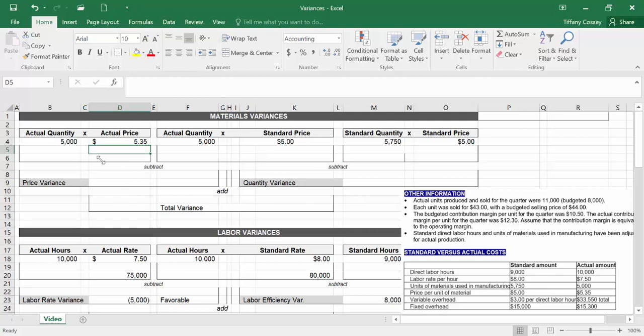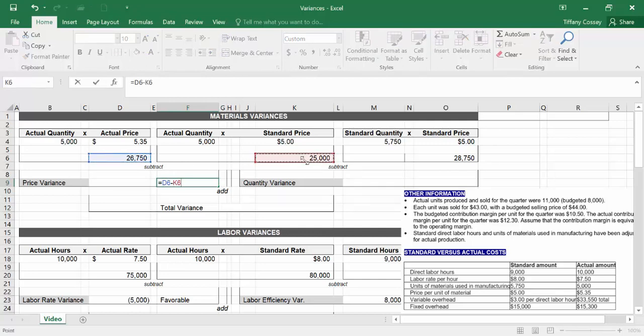And then we're going to do a subcalculation to figure out the amount of each of our categories here. 5,000 times $5.35, 5,000 times $5, and 5,750 times $5. Then we just have to go through and subtract. We always subtract left to right. So 26,750 minus 25,000 gives us a price variance of 1,750.